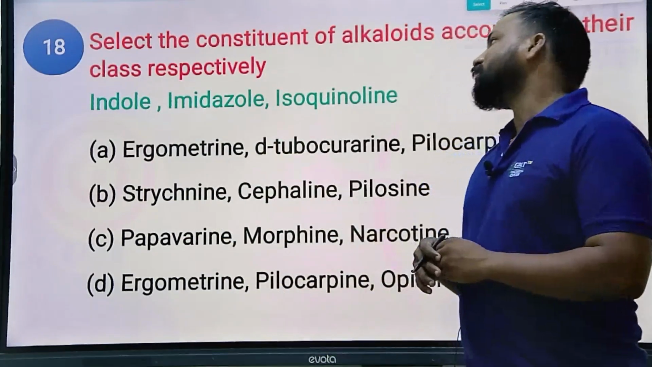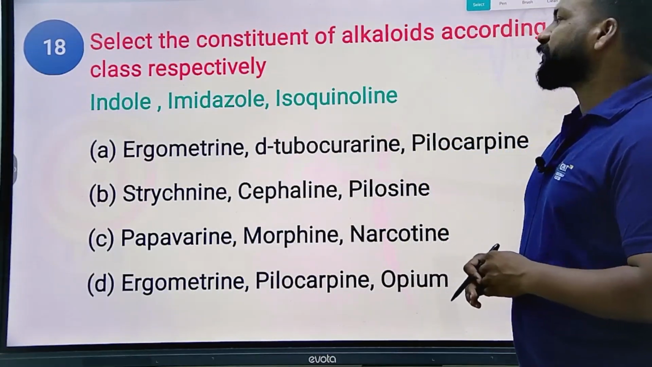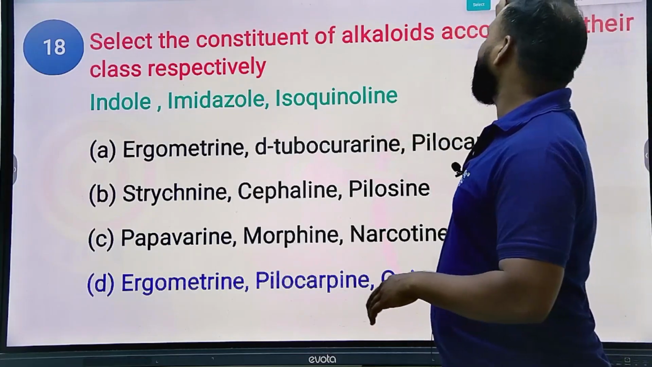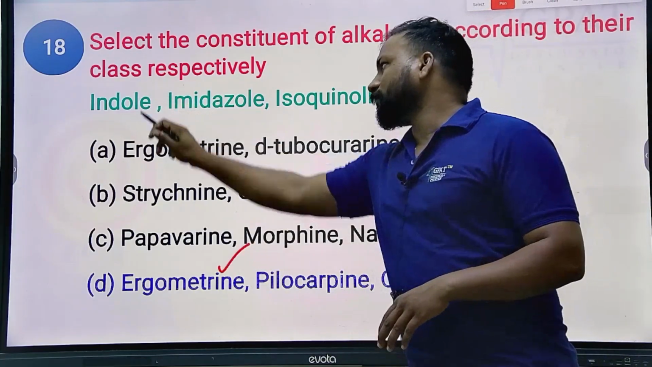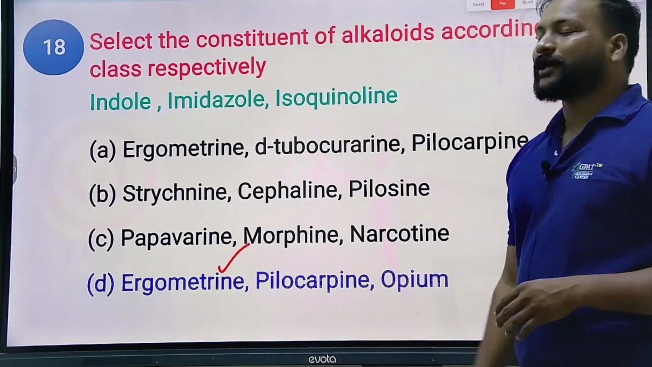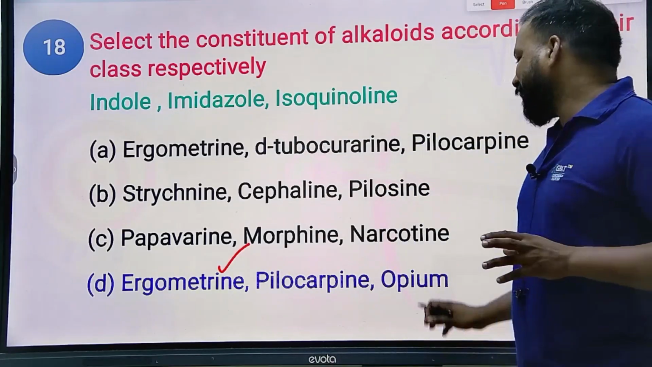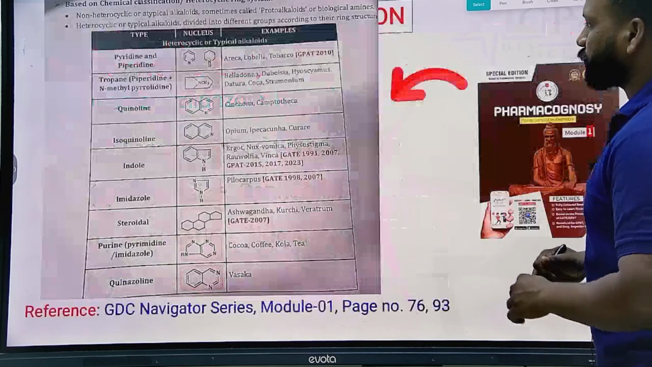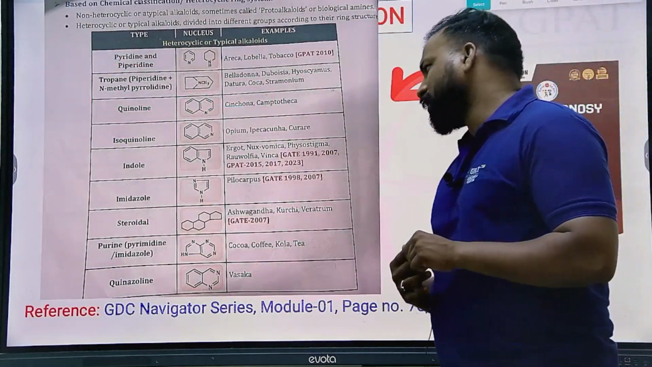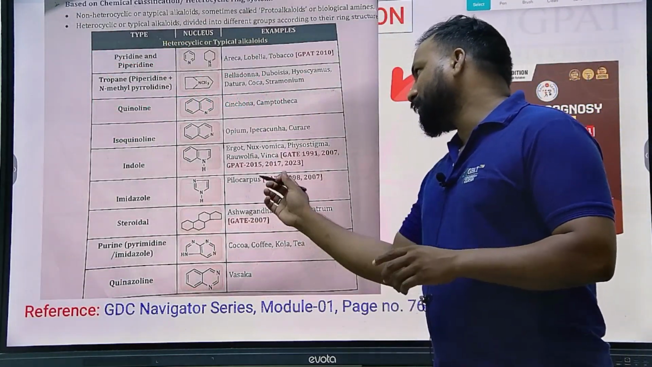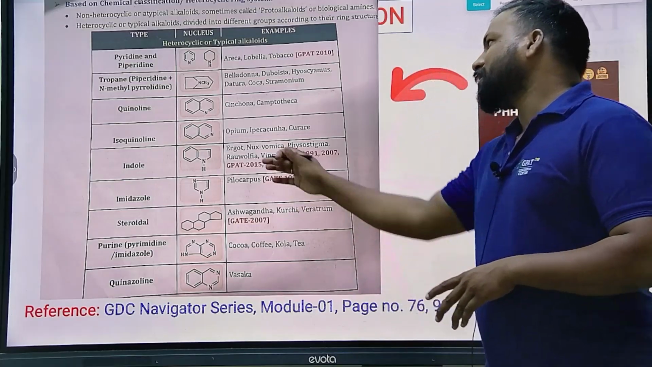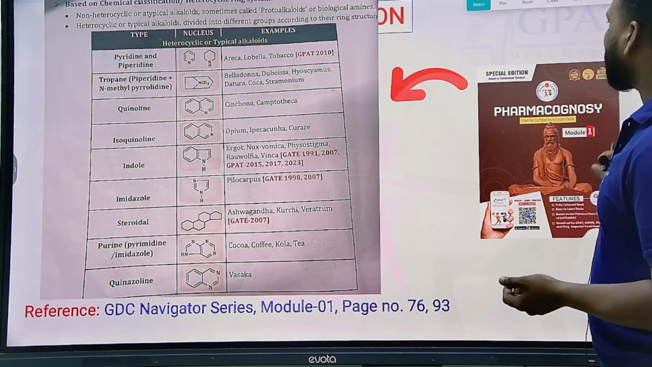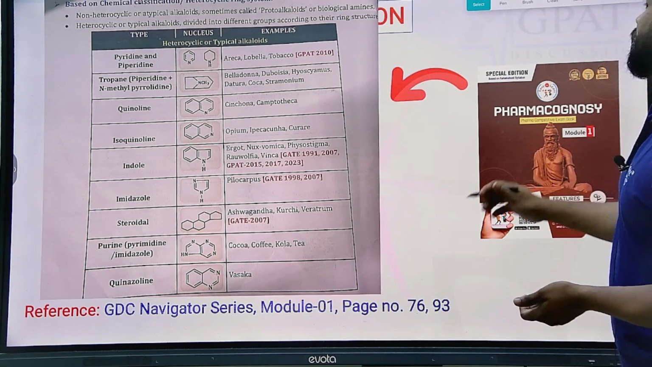But whereas imidazole, within this option we can simply find the right answer. Imidazole is pilocarpine. Ergotamine is an indole ergot alkaloid. Pilocarpine has an imidazole ring, and opium is an isoquinoline alkaloid. So is it clear? Yes, these are the examples. Imidazole, pilocarpus; indole, ergot; and isoquinoline is opium. We have mentioned the reference below the text. Find it in our GDC module.